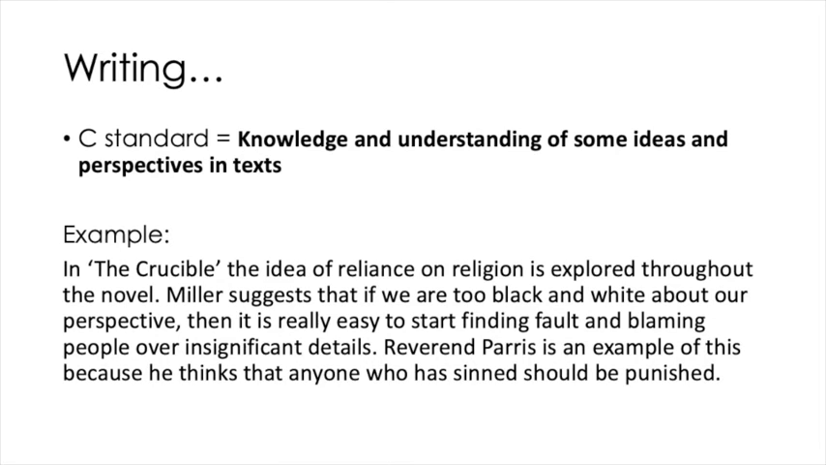So we can see in comparison to the D, the idea is much clearer here, and even the way that they've worded it is clearer. But then there's more explanation as to why this is a problem. The problem is if we are too black and white about our perspective, then it's easy to start finding fault over insignificant things. So it's unpacked the idea and it's conveyed the problem more clearly, and it's implied the solution to that problem. It's also given a specific example, so it's given some perspectives.